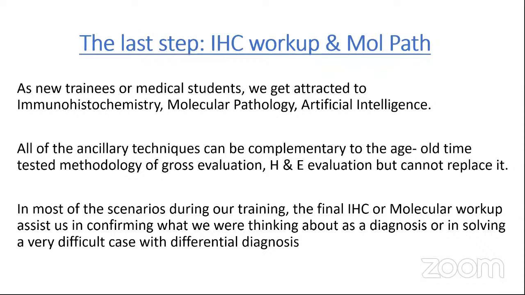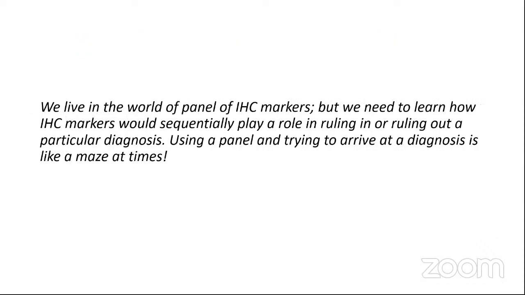So as I mentioned previously, we will observe during our training and also during our practice that these molecular techniques, these ancillary techniques, assist us in confirming what we are thinking about, and why it would be helpful for us to be a good diagnostician or a good morphologist is that we would essentially have two more checks in place to decide whether we are following the right path. So we live in a world of panel of IHC markers, but we need to learn how IHC markers would sequentially play a role in ruling in or ruling out a particular diagnosis. If we tend to use a long panel of 10, 15 IHCs, which is extremely helpful, sometimes we might get caught up and confused if we don't know the logical sequence of IHC stainings in disorders.